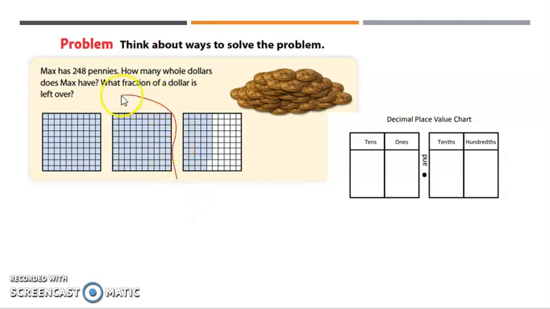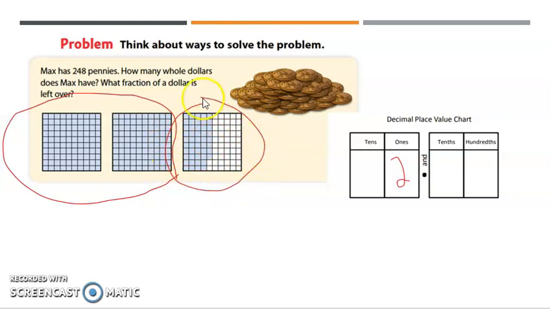My wholes are right here. Okay? 100 pennies make $1. So how many whole dollars do I have? Where would I put that on my place value chart? I'd put it under the ones place. Now, how many pennies or how many hundredths do I have here? Well, this was 100, 200, so that must be 48.